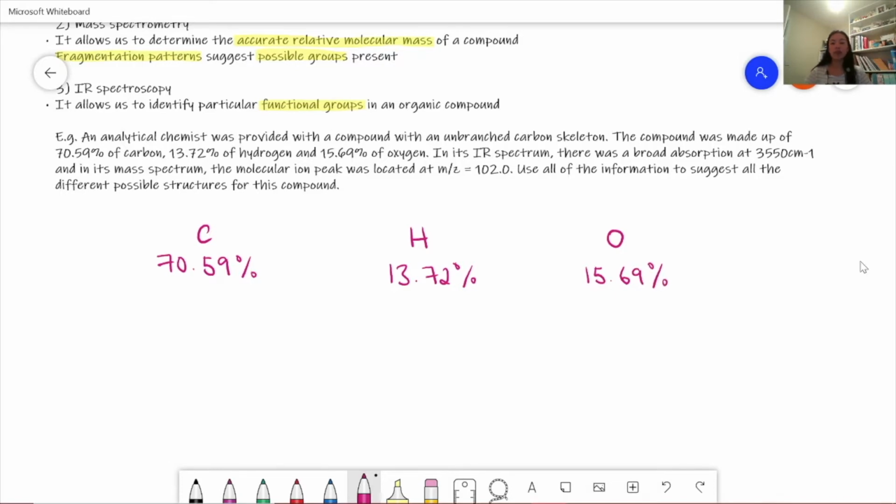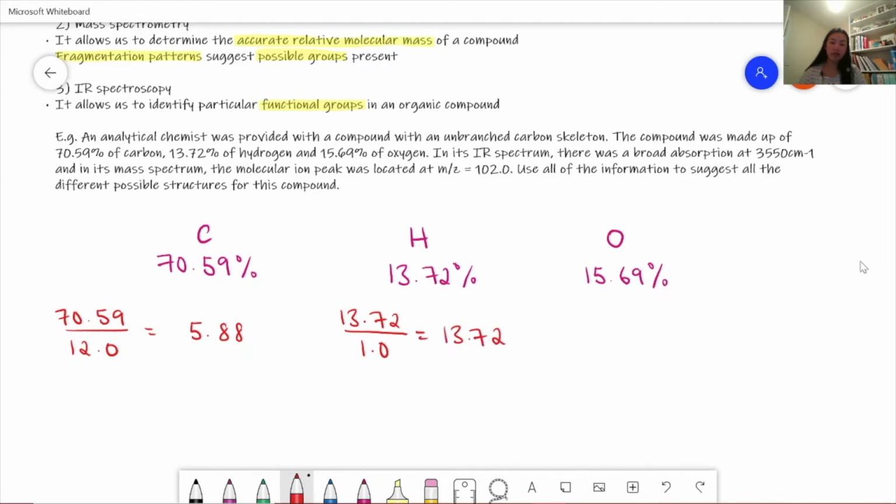And so the first step is to divide by the Ar. So we have 70.59 divided by 12.0, and this gives us 5.88. And then we have 13.72 divided by 1.0, which is equal to 13.72. Then finally we have 15.69 divided by 16.0, which is equal to 0.98. So here we've divided by all of the Ars.